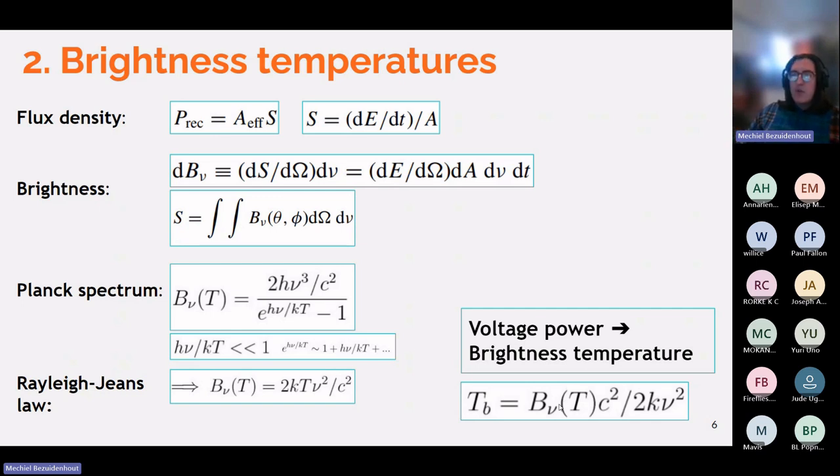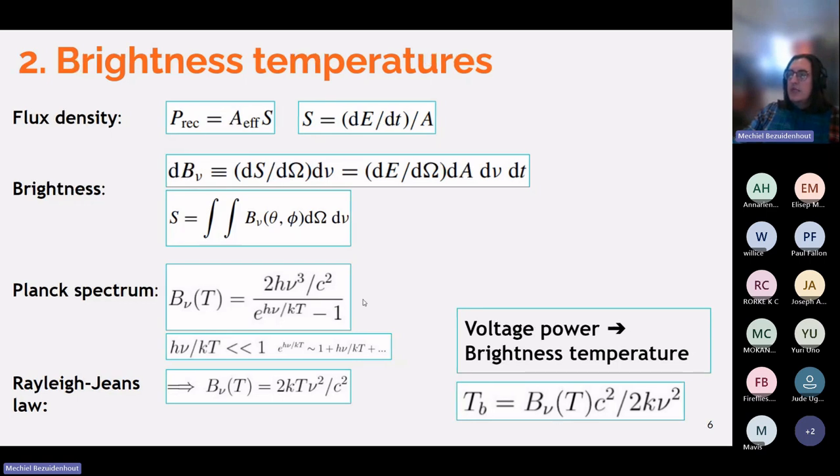And even though we know that most radio signals are not from thermal emission, they're from non-thermal processes like synchrotron radiation and masers, we can still use this concept to define a brightness temperature, to say what would the temperature of a black body need to be in order to produce the voltages that we measure with our telescope.